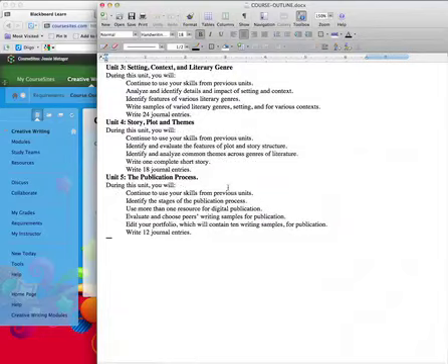Unit 3, we cover setting, context, and literary genre. Again, with the previous units, we're going to use published pieces, and we're going to use those as models. We're going to analyze the features of setting, or analyze the context of the literature, and we're also going to analyze features of different literary genres.